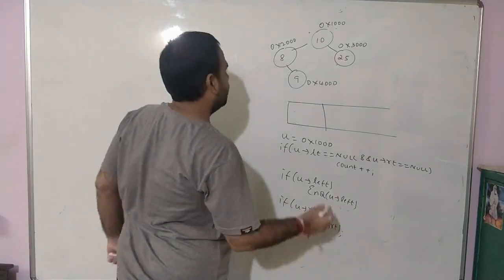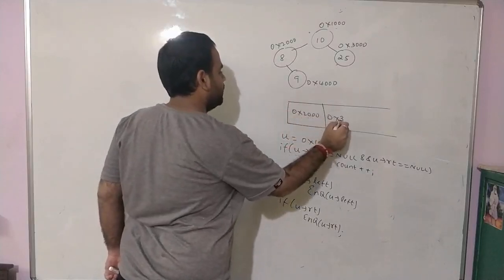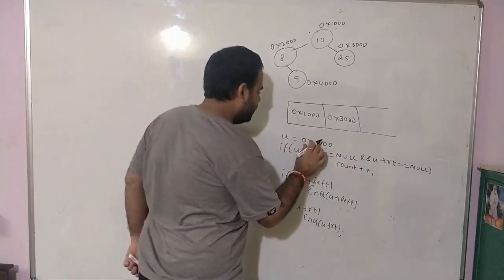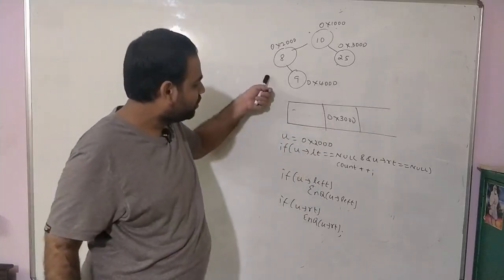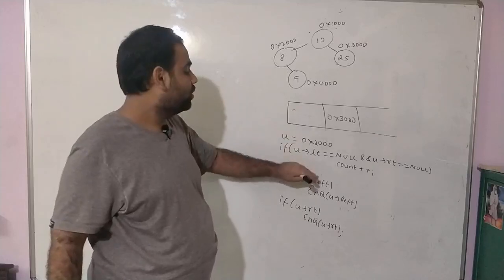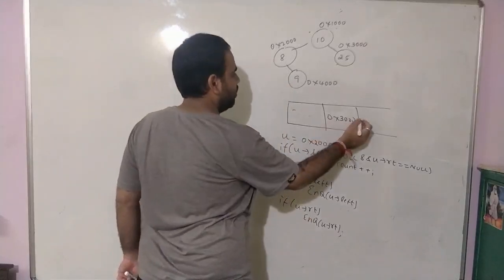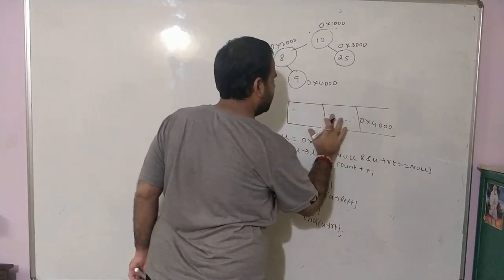Is that okay? Now 1000 arrow left not equal to null, yes. 1000 arrow right not equal to null, yes. Again you say u is equal to dequeue. What do you dequeue? You dequeue 2000. Now check, is 2000 a leaf node? 2000 arrow left equal to null, yes. But is 2000 arrow right equal to null? No. Do not increment the count. U arrow left is null, do not enqueue it. U arrow right is not equal to null, therefore enqueue 4000.